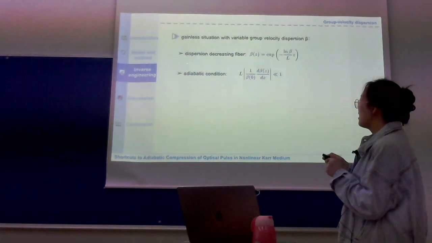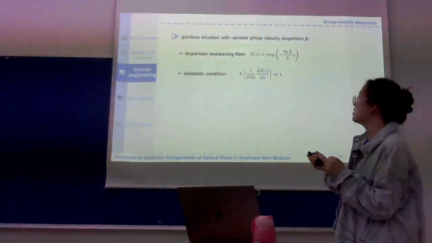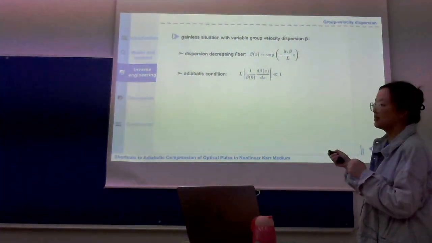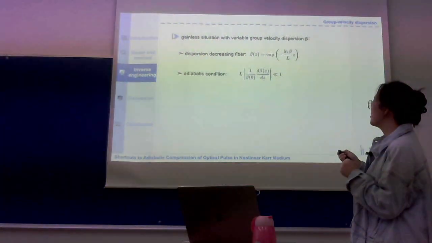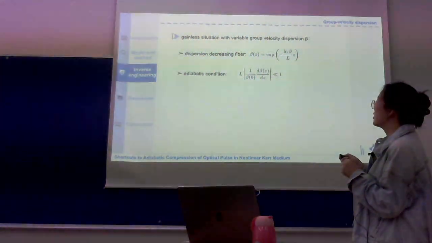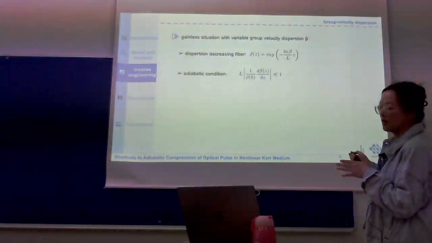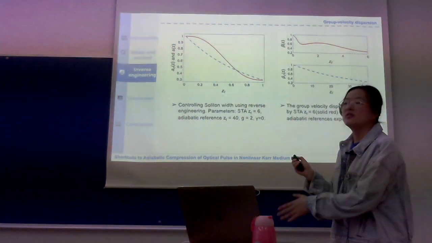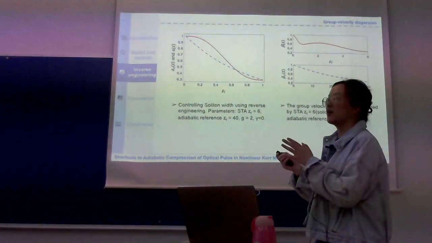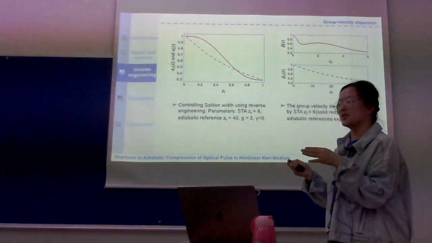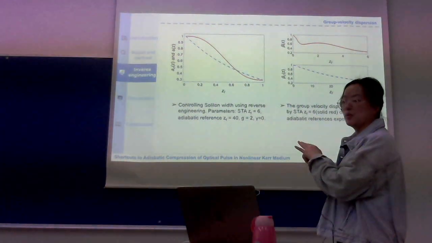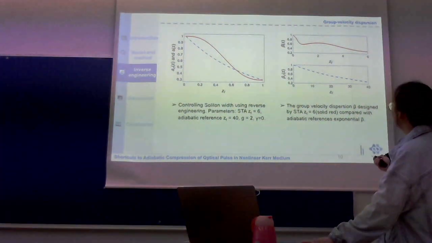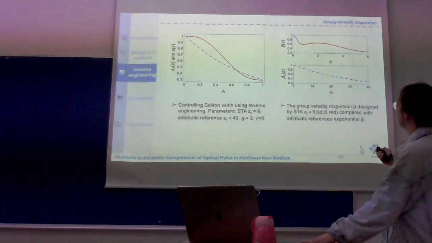And for adiabatic evolution, it should satisfy a condition. This L is the fiber length. It means the dispersion variation per length should be very small, smaller than 1. So it's the same. For this term, we choose the 5th order polynomial ansatz because when we choose this ansatz, the fidelity is okay enough. And we can find when ZF equal to 6, the red line is about the STA case.